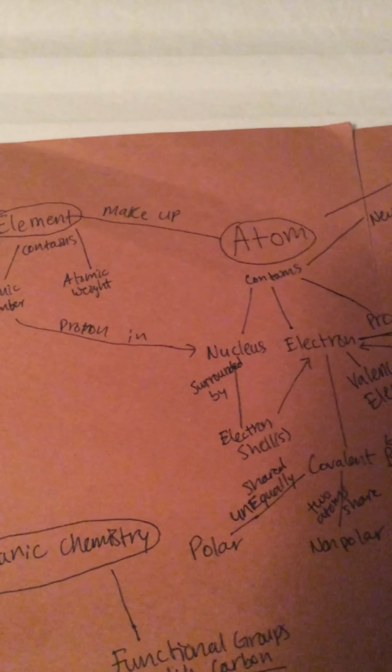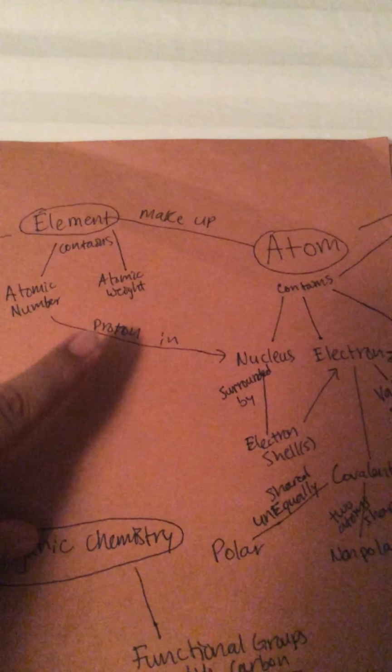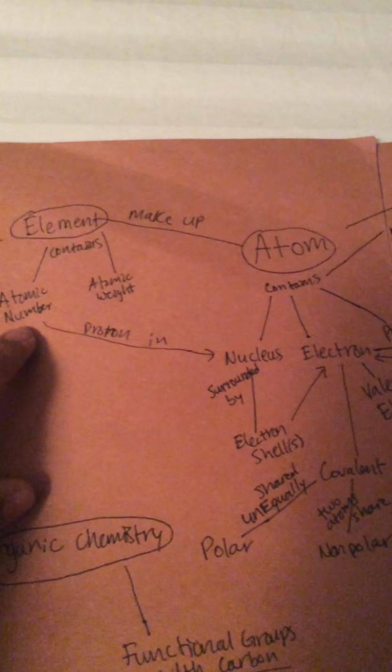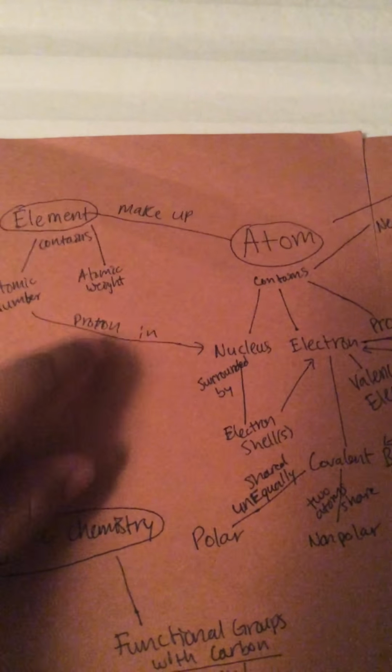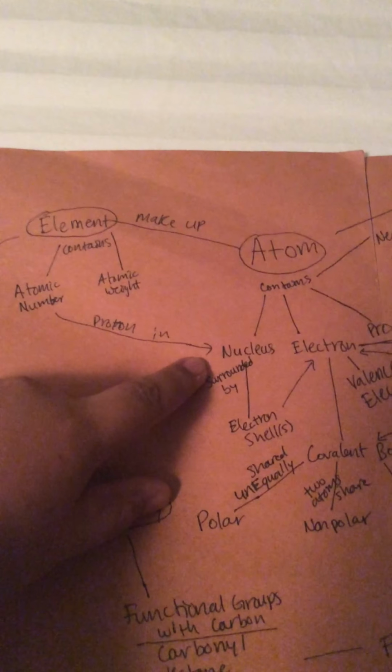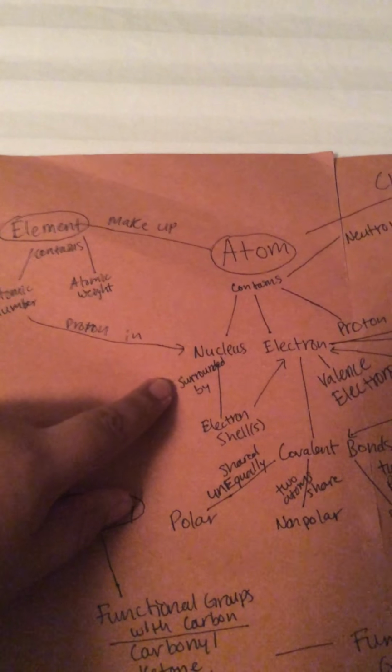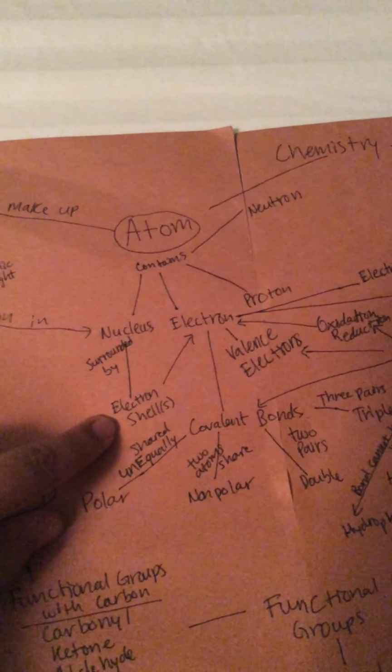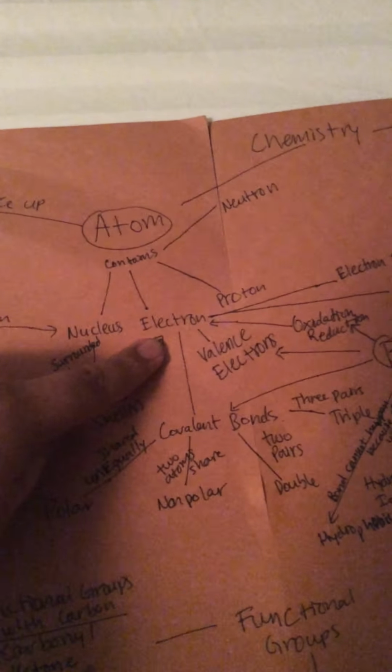Every element has an atomic number and an atomic weight. The atomic number is essentially the protons, and the protons are located inside the nucleus, and that is how I brought this back here to the nucleus. The nucleus is surrounded by electron shells, which are obviously electrons. So that's why I linked it back to the electrons.